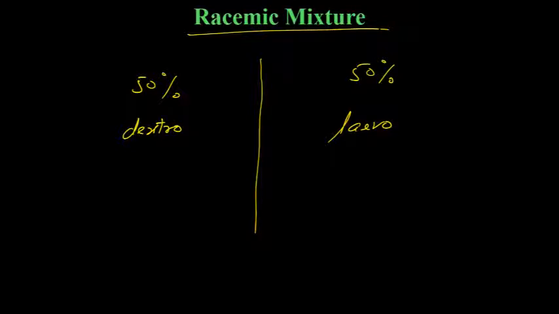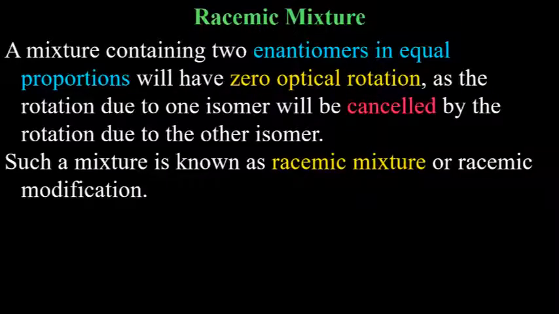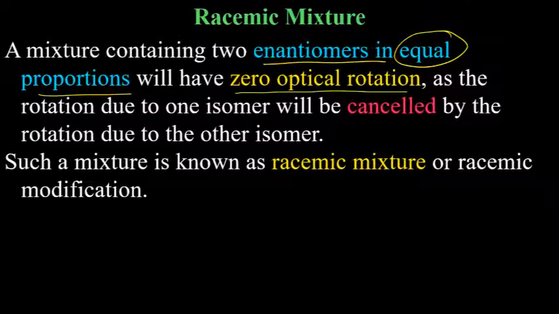Racemic mixture of what? Racemic mixture of dextro and levo isomers, nothing else, of the same compound. Compound is same, not a different compound. So it is mixture, but mixture of isomers only of the same compound. So a mixture containing two enantiomers in equal proportions will have zero optical activity. Now 50%, 50% means 50% it will try to rotate the light towards right. 50% will try to rotate left. So the net rotation will be zero.